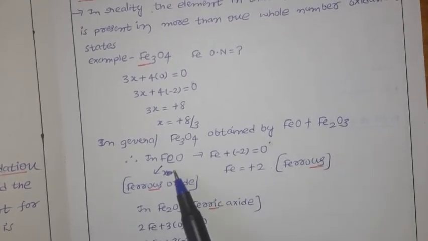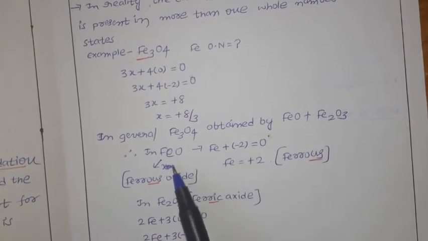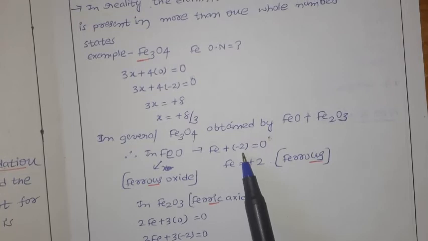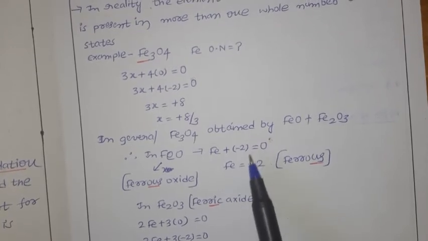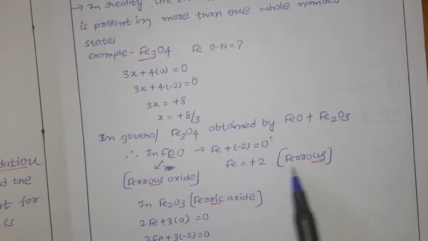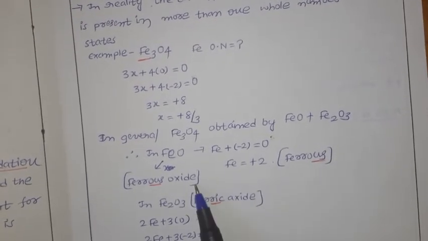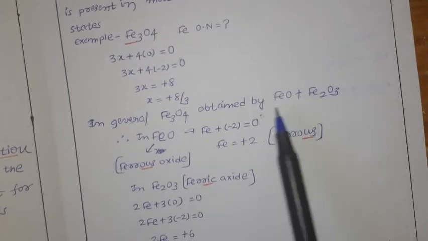Now if you see the FeO, what's the iron oxidation state? Again you calculate iron plus minus 2 equal to 0. Why? Because the general oxidation state of oxygen is minus 2. Now if you go for simplification, Fe equals plus 2. Iron in the plus 2 oxidation state is called ferrous oxide.